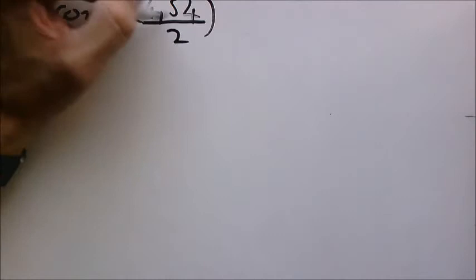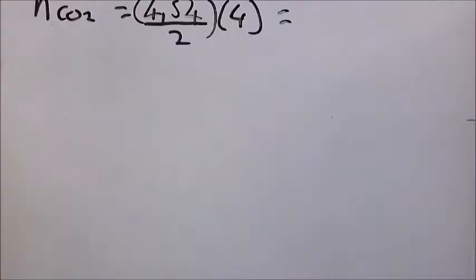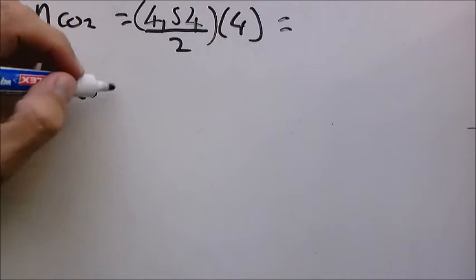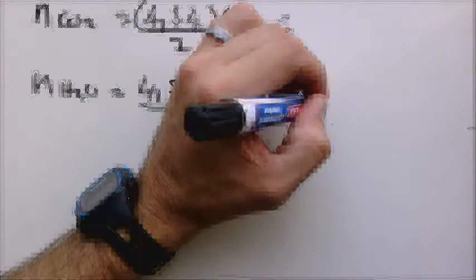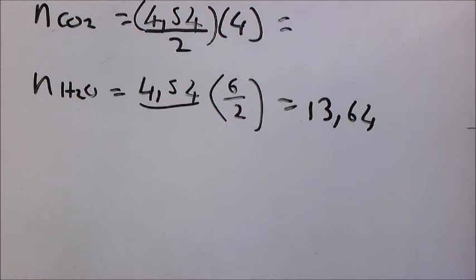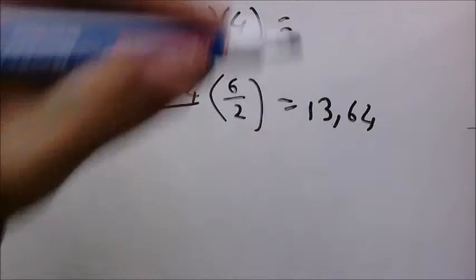So moles carbon dioxide will be 4.54 divided by 2 times 4, and moles water is 4.54. Just gonna write it like this, it's easier. Times 6/2. So we already know this answer because we have done a calculation like that already. And this one will be 9.09.